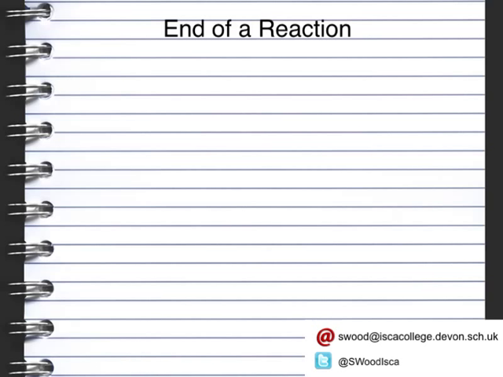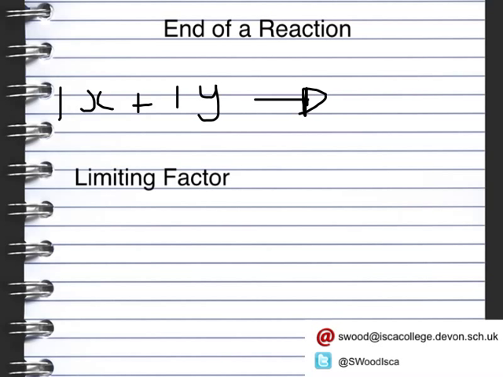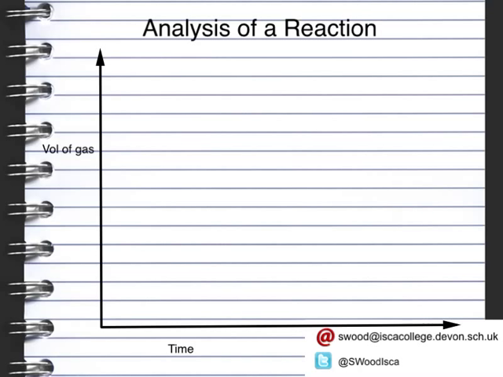Now when you have a reaction that is a 1-to-1 ratio, so if you've got 1X plus 1Y, whichever has the lowest moles will be the limiting factor. So if we produce 1 mole of Z at the end, this will be proportional to the amount of the product that is formed, or the reactant that is lost. Now we can actually monitor what happens during a reaction.